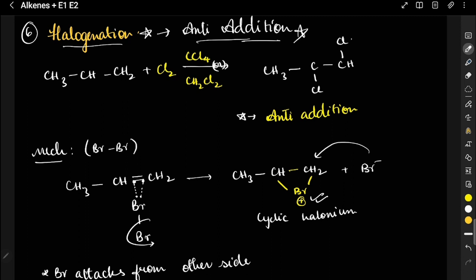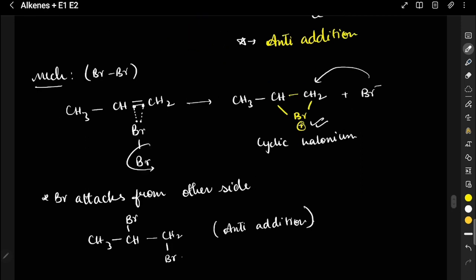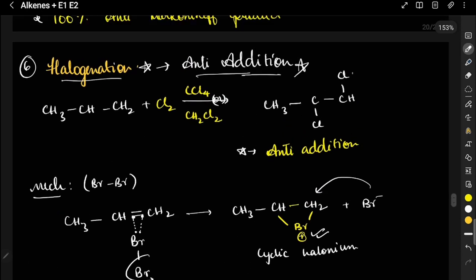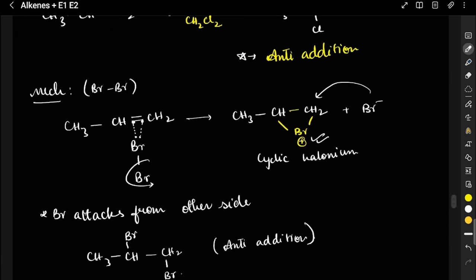Now Br minus, which is already there in the solution, attacks on the ring. This Br plus is unstable, right? Br is an electronegative element and again positive charge, it's not looking good. So Br will attach from the opposite side. This bond is broken, and then this Br minus is going to come and attack the open ring. So that is why anti-addition takes place. So halogenation of alkenes is anti-addition, which we have to remember.